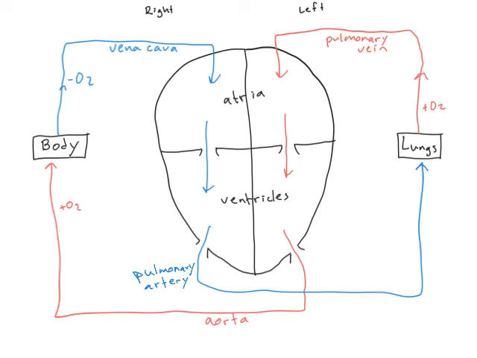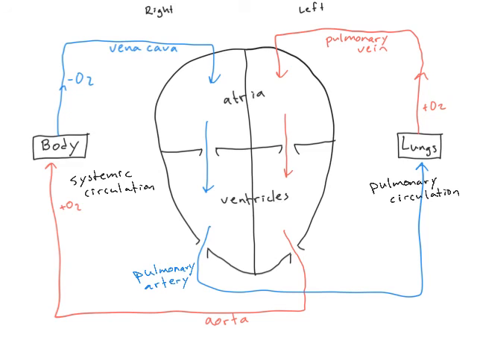Okay, so the branch of the circulatory system that is going to the lungs to pick up oxygen and drop off CO2 is known as the pulmonary circulation. And the branch of the circulatory system that is bringing oxygen to all the rest of the tissues is known as the systemic circulation or circulatory system.